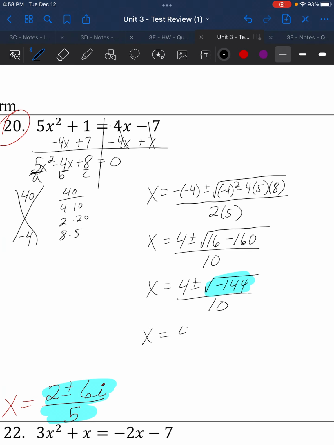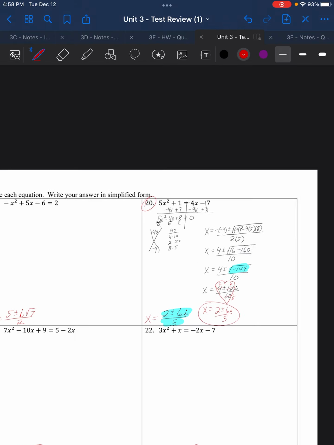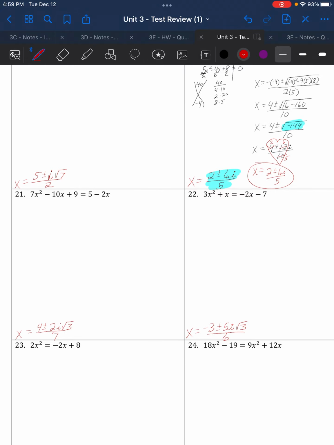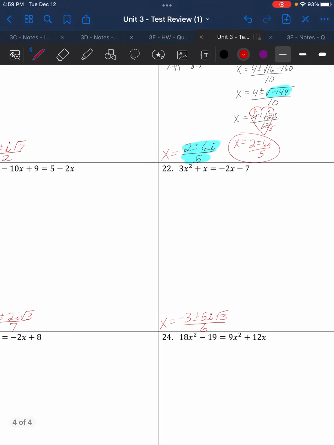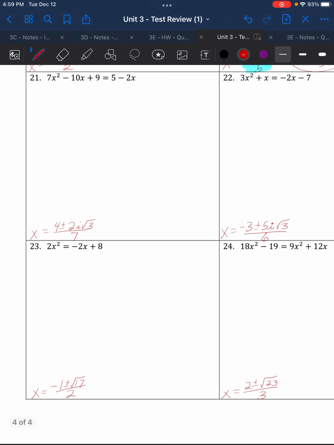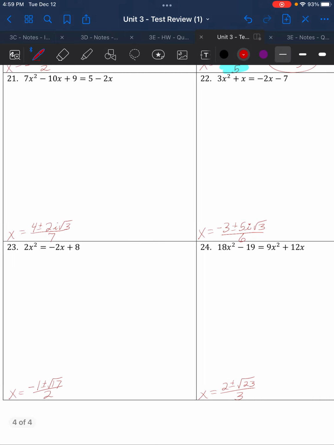Let's simplify the square root of 144. That is just 12i. Square root of 144 is 12, and that's i, over 10. And then let's simplify. So I have x equals, divide by 2, divide by 2, divide by 2. And there's my solution.